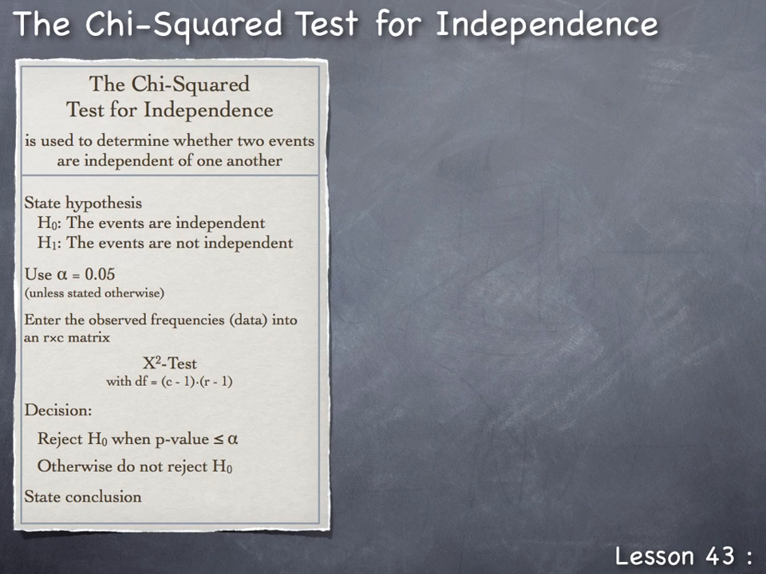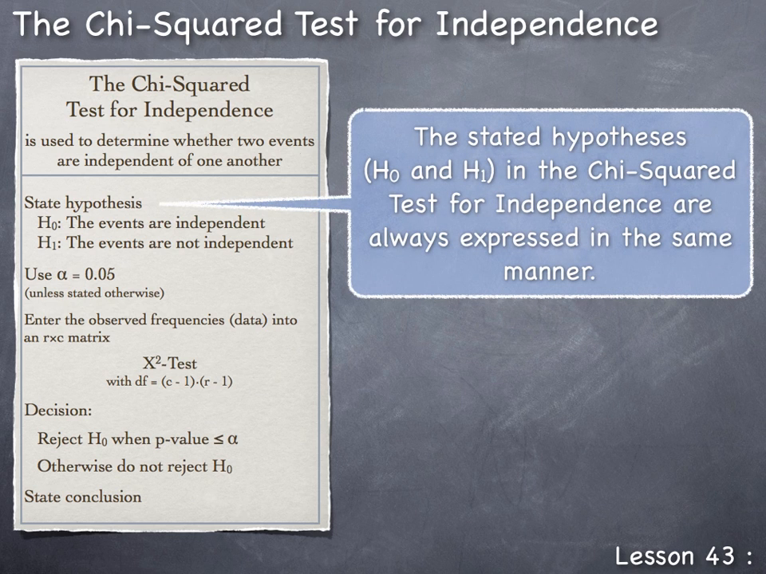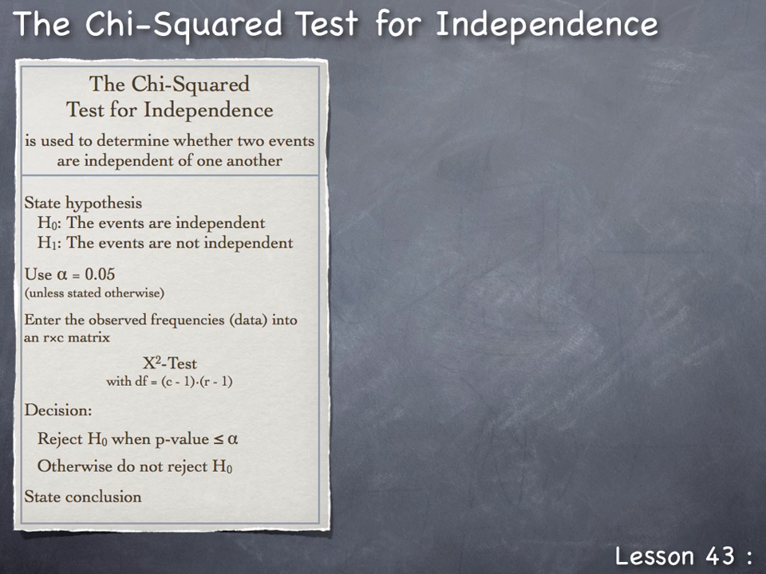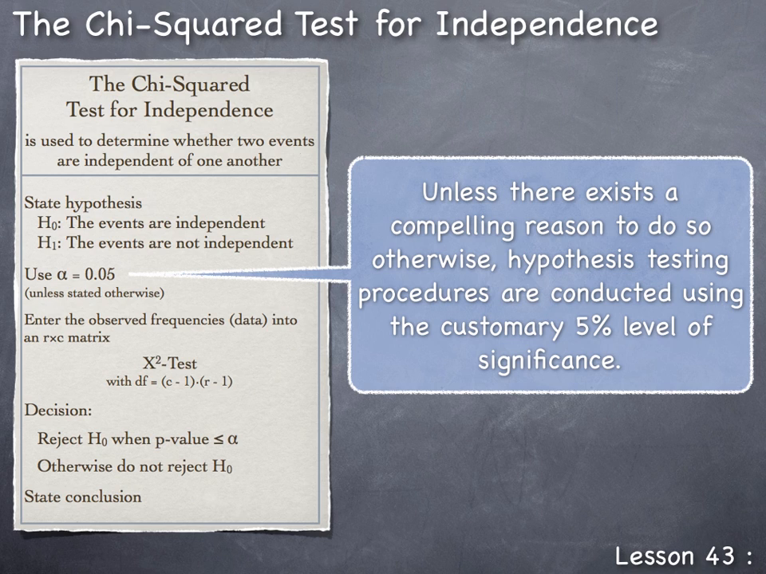Now this chart displays the steps we follow when conducting a chi-squared test for independence, starting with stating the hypotheses. The stated hypotheses, H0 and H1, in the chi-squared test for independence are always expressed in the same manner. H0 is always that the events are independent, and H1 is always that the events are not independent. Now after the hypotheses have been stated, we then identify the alpha, or level of significance, of the test. Unless there exists a compelling reason to do otherwise, hypothesis testing procedures are conducted using the customary 5% level of significance, or alpha equals 0.05.